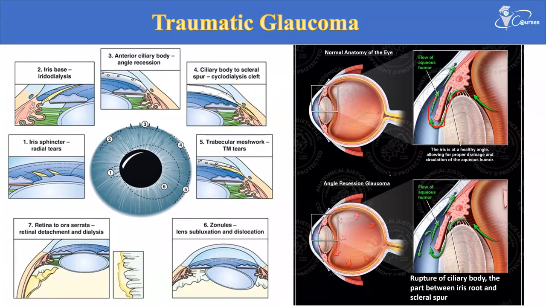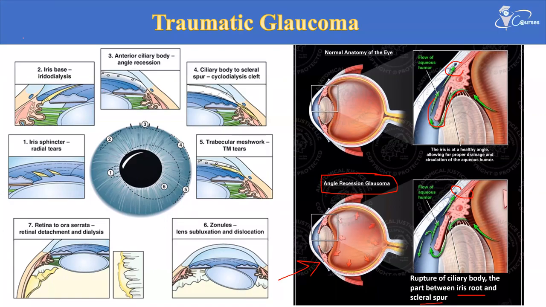However, there is what is called angle recession glaucoma. In angle recession glaucoma, there will be trauma to the eye. This trauma will lead to a rupture of the ciliary body, the part between the iris root and the scleral spur. So the angle will be receding, leading to resistance to the aqueous outflow. This will be one case of traumatic glaucoma.